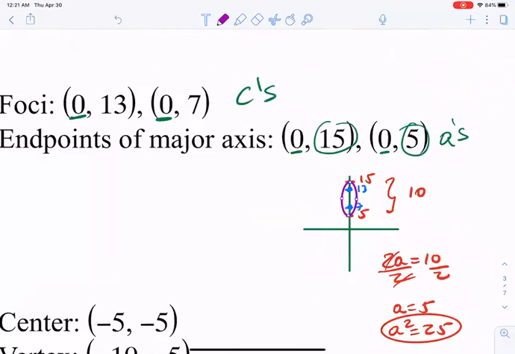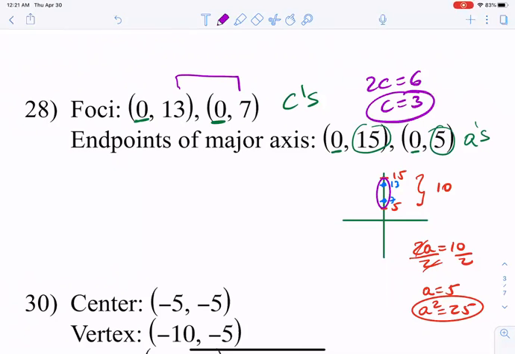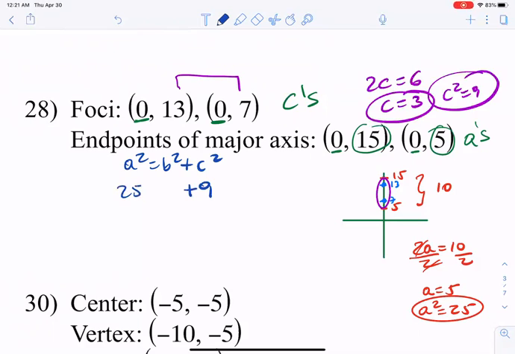So that's the ellipse. Can I find out the value of C? Of course, you can find out the value of C right away. So C is the distance from 7 to 13, which is 6. So 2C equals 6, C equals 3, which implies C squared is 9. You're done with C. You have A, you can find B. So A squared equals B squared plus C squared. C squared is 9, and A squared is 25. We need to find B squared. So that's going to be 16.